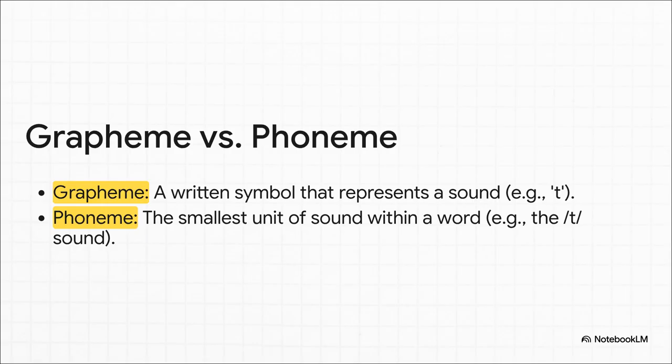Now, before we tackle our next circuit, we have to get two super important terms straight in our heads. A grapheme is simply a written symbol that stands for a sound, like the letter T. A phoneme, on the other hand, is the actual smallest unit of sound in a word, like the T sound you make with your mouth. This difference is everything when it comes to understanding how we read.